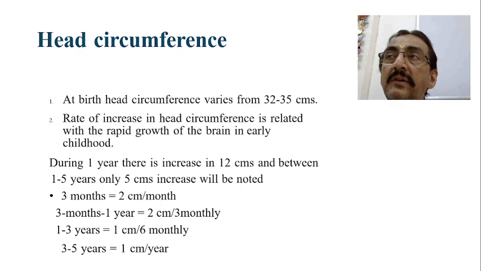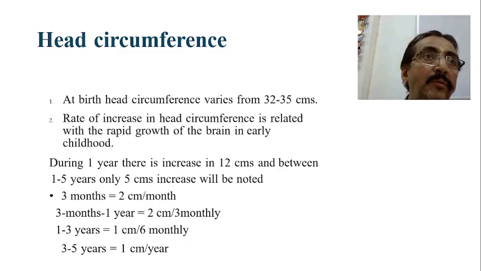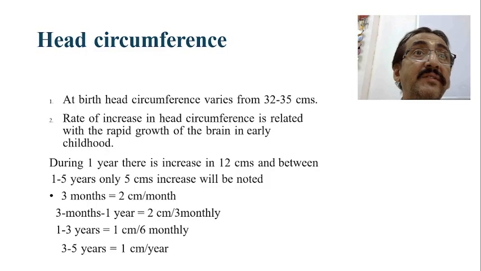Okay, then afterwards, from 1 to 3 years the gain will be only 1 centimeter every 6 months. From 3 to 5 years, 1 centimeter gain will be there per year. So now you can assume how rapidly the head circumference grows in the first 2 years of life.